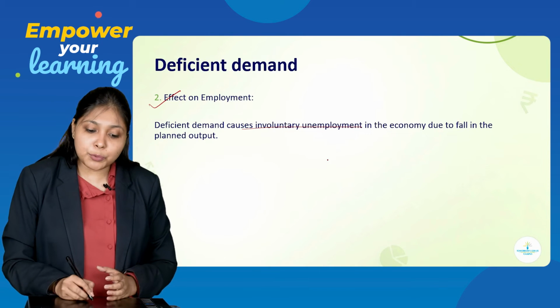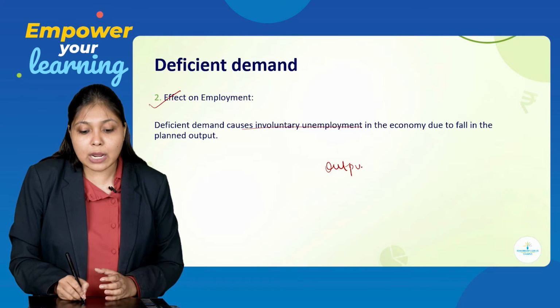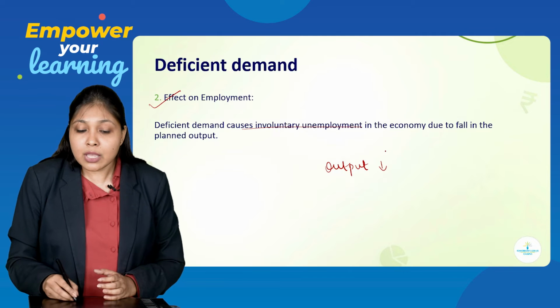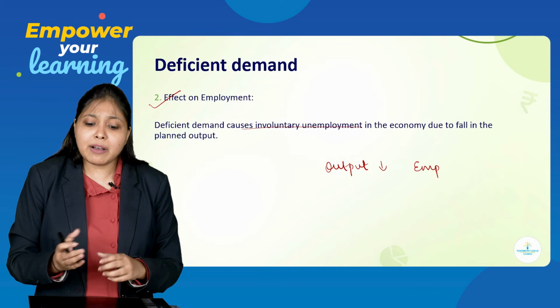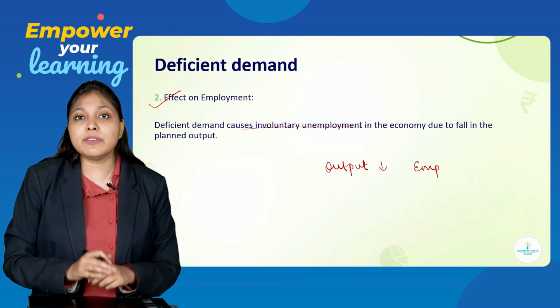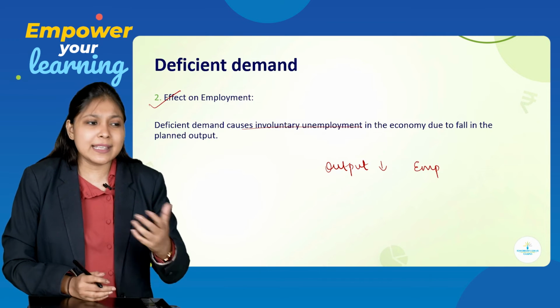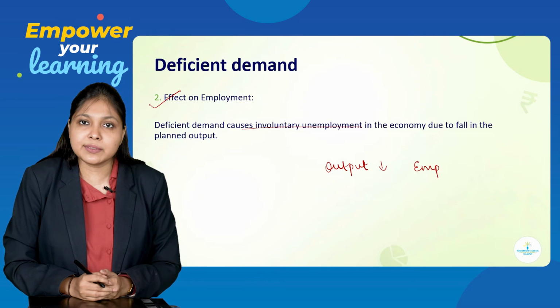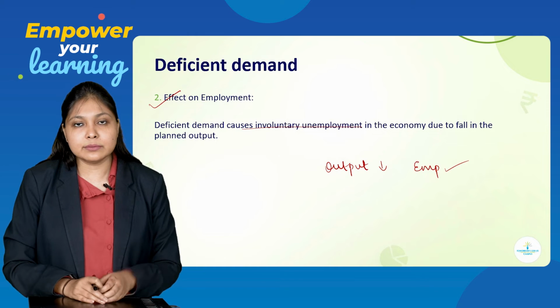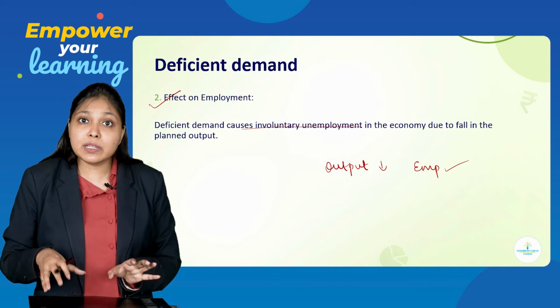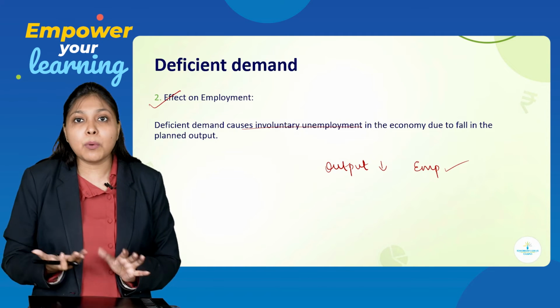Now, output has been stopped or output has been reduced. So we have employees who are working for us. Why will I keep those people if I don't want to produce anything for next 6 months, 1 year, 2 years or whatever it is? So I will ask these employees to leave my company, to leave the job. And this will give the situation of involuntary unemployment.